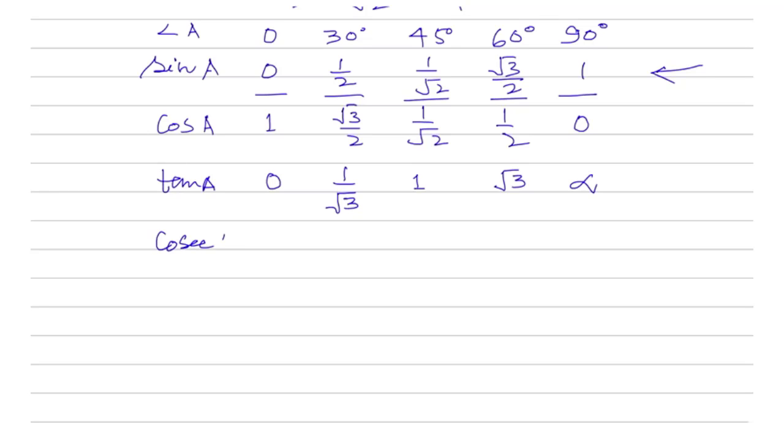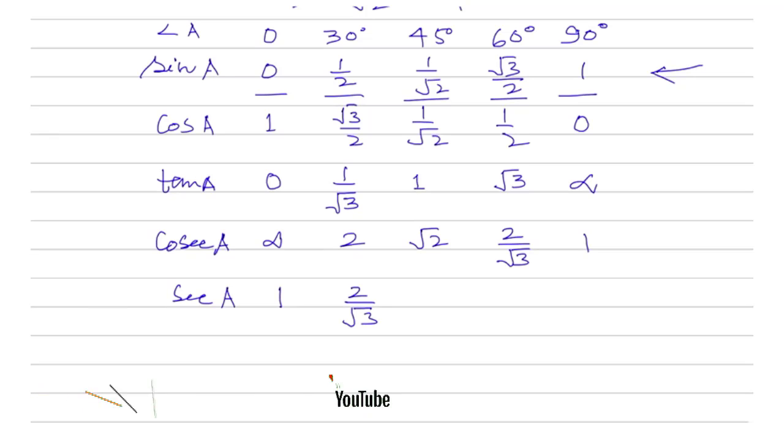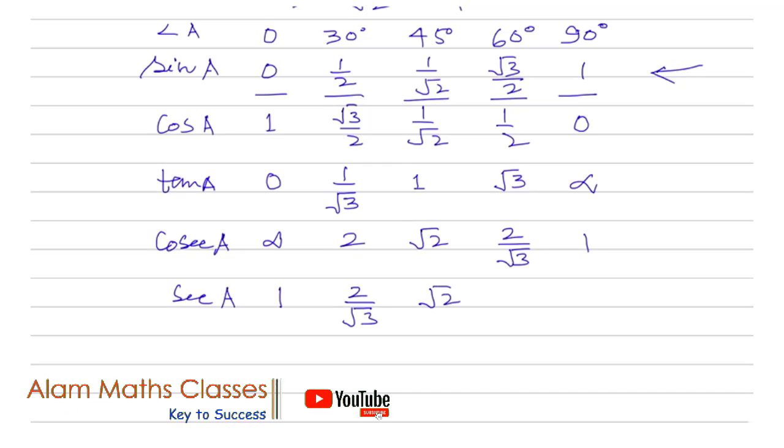For the values of cosec A, we write the reciprocal of the values of sin A. So we get infinity, 2, root 2, 2 upon root 3 and 1. And for sec A, we write the reciprocal values of cos A. So we get 1, 2 upon root 3, root 2, 2 and infinity.